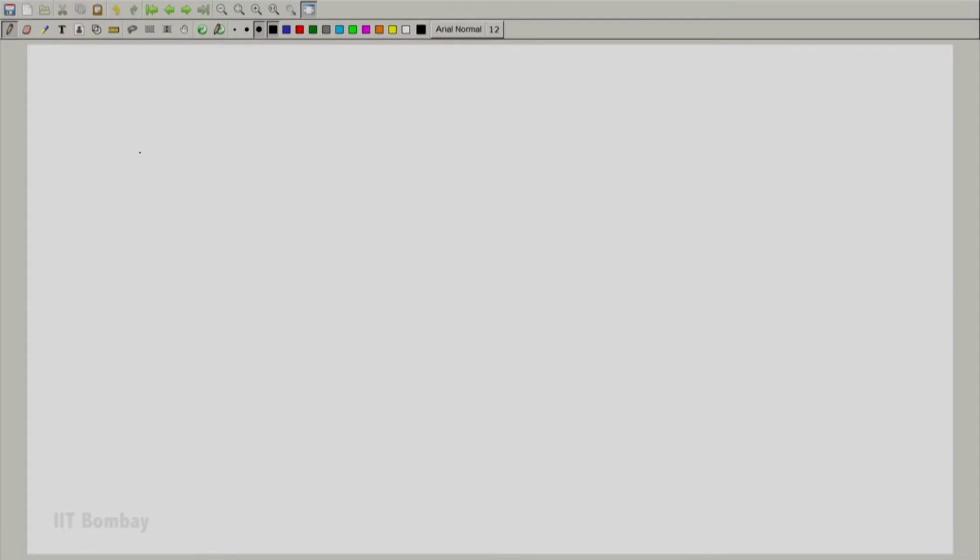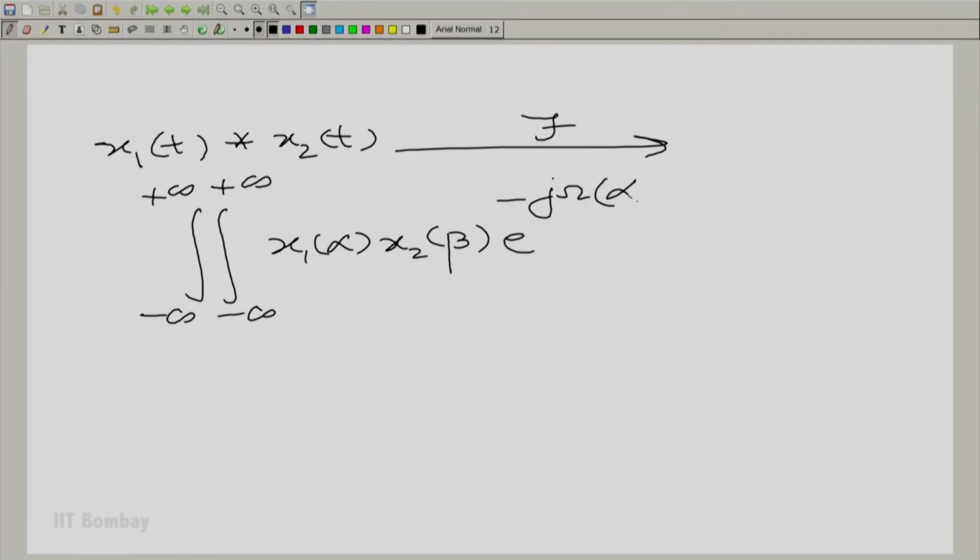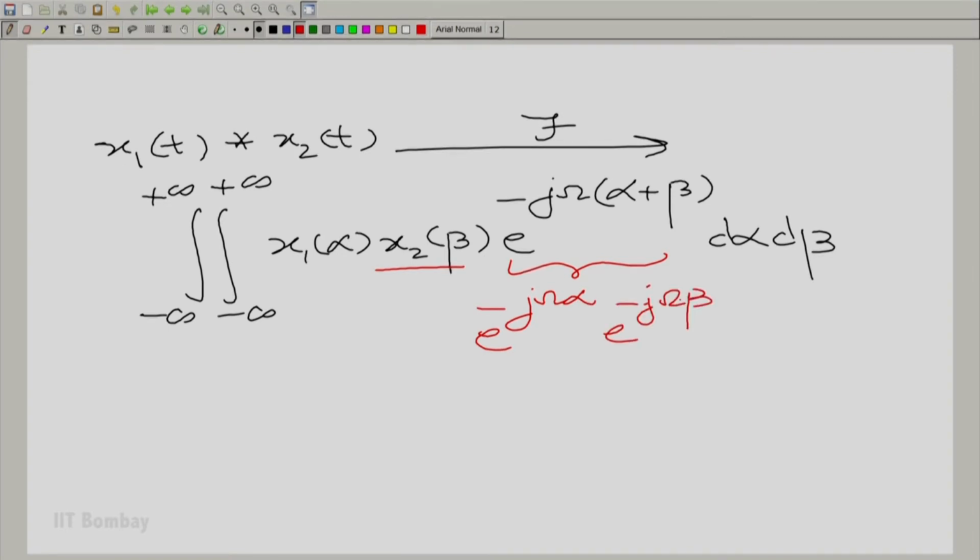And therefore, we could now write down the modified integral. So, the Fourier transform of x1(t) convolved with x2(t) is essentially the integral from minus infinity to plus infinity over both variables of x1(alpha) x2(beta) e raised to the power minus j omega (alpha plus beta) d alpha d beta. Now notice that we can take the beta integrals all together. So let us understand which are the beta integrals here. This of course can be split, as you see.